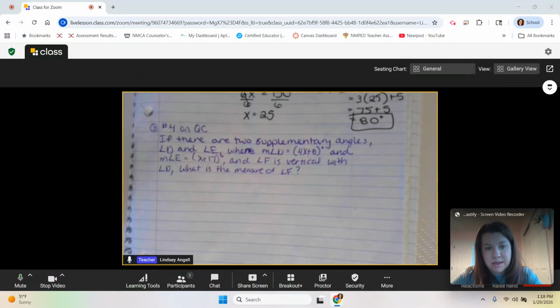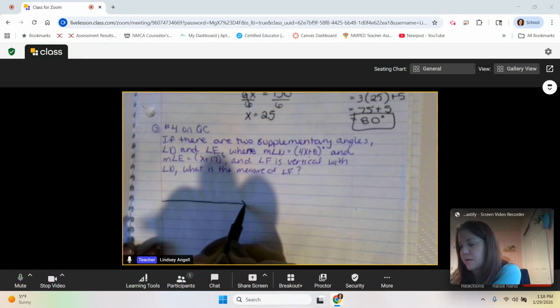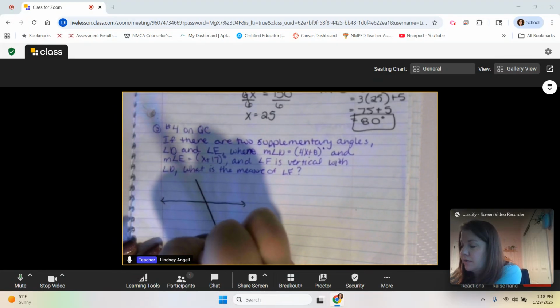All right, number 3 is number 4 on your quick check. If there are two supplementary angles, the measure of angle D and angle E, where the measure of angle D is 4x plus 8, and the measure of angle E is x plus 17, and F is vertical with angle D, what is the measure of angle F? Whew! There's all kinds of stuff going on in there, right? So, first off, we know a few things, and it might help us to draw at least a quick diagram. This might not be accurate at all.